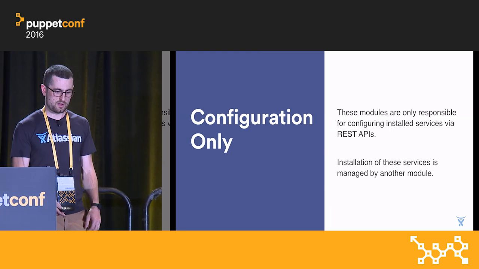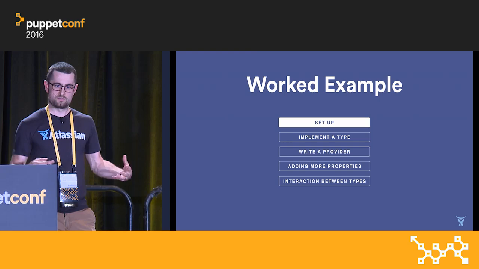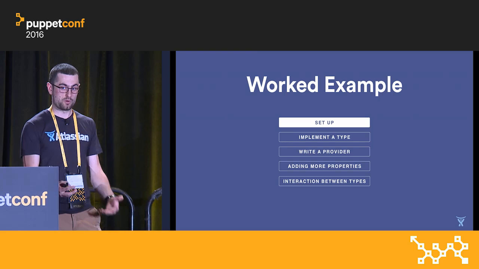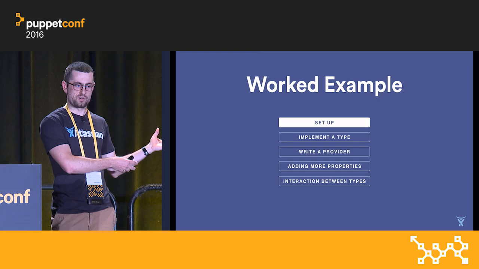Okay, so let's get into our worked example. Actually, let's quickly go over it. So we'll do the setup, which is just a quick discussion of what's required if you're doing this yourself. We'll implement a type as far as we can until we need to do a provider. Then we'll write a provider. We'll extend the type and the provider simultaneously, adding a few properties. And then we'll get a type that we've written beforehand, and we'll work on interaction between types.